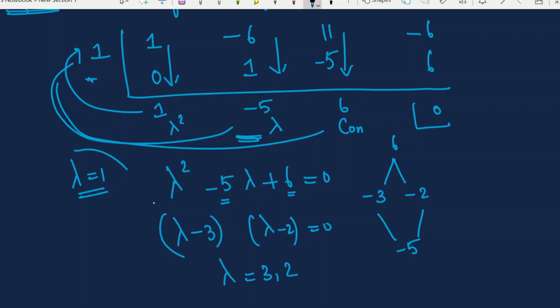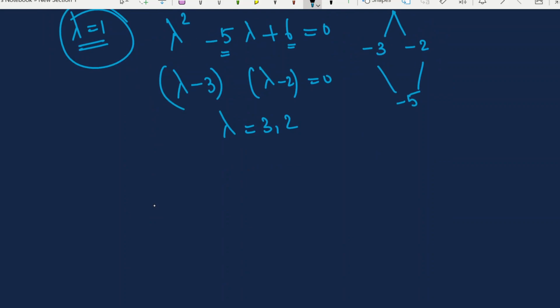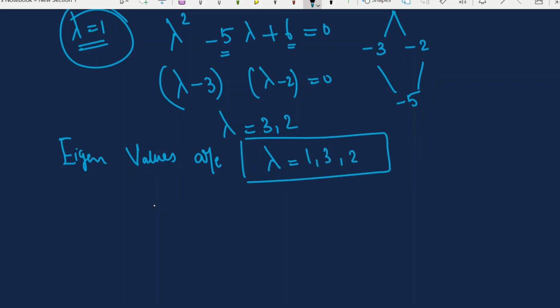And already we got one value, lambda equals 1. So hence our eigenvalues are lambda equals 1, 3, 2. So these are the eigenvalues.